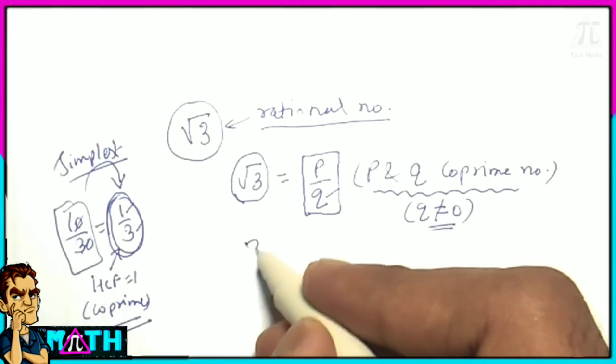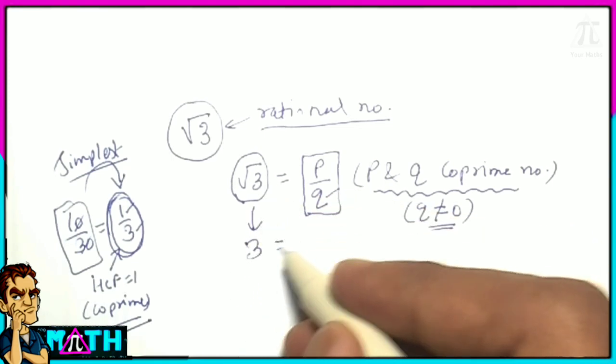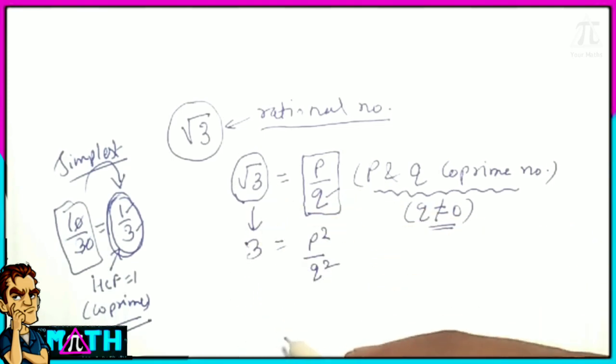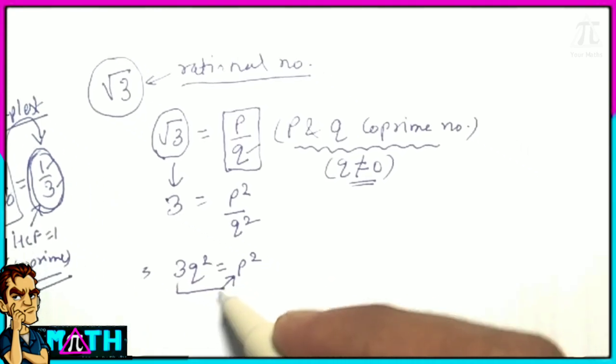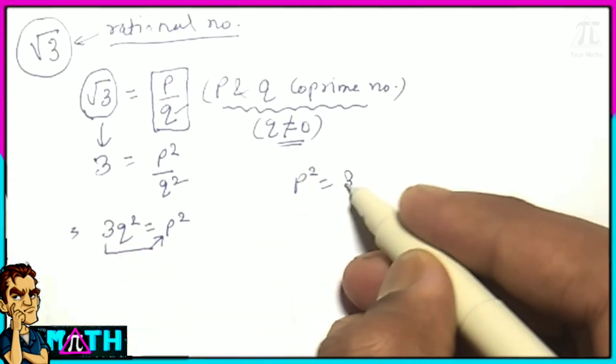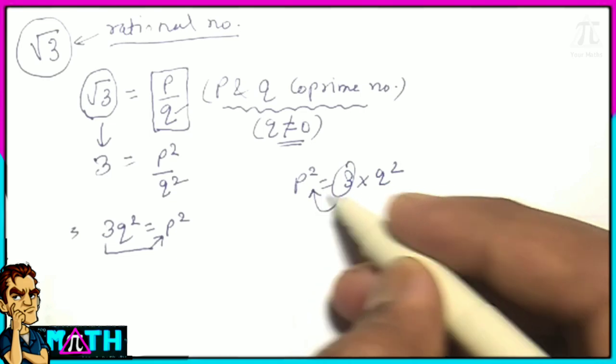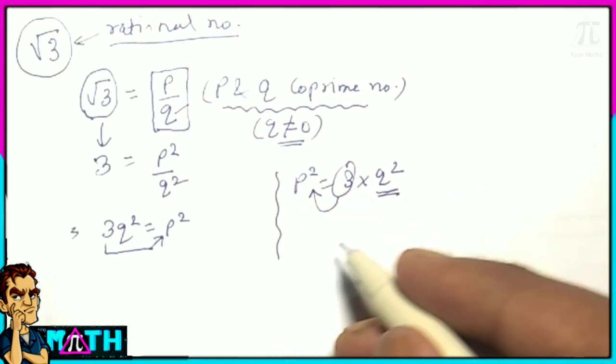Now squaring both sides, you get 3 equals p square upon q square. Further, you can write it as 3q square is equal to p square, and you can clearly see that 3 is a factor of p square. You can see here that p square is equal to 3q square, and 3 can divide p square in q square times. So now let's move to the basics.